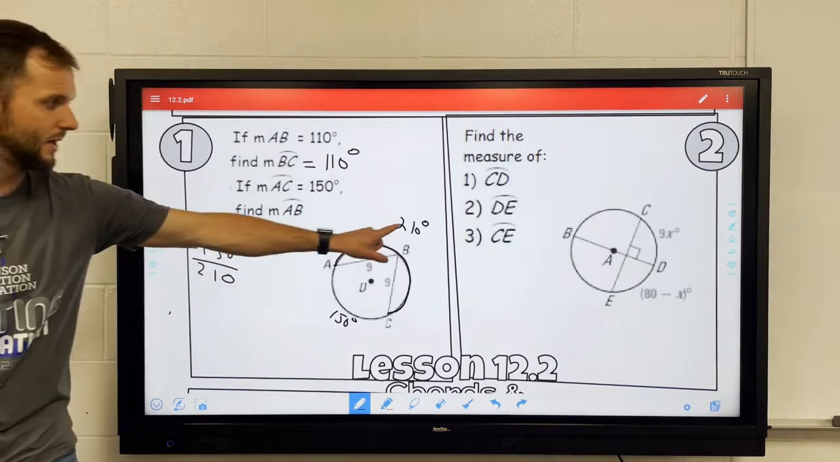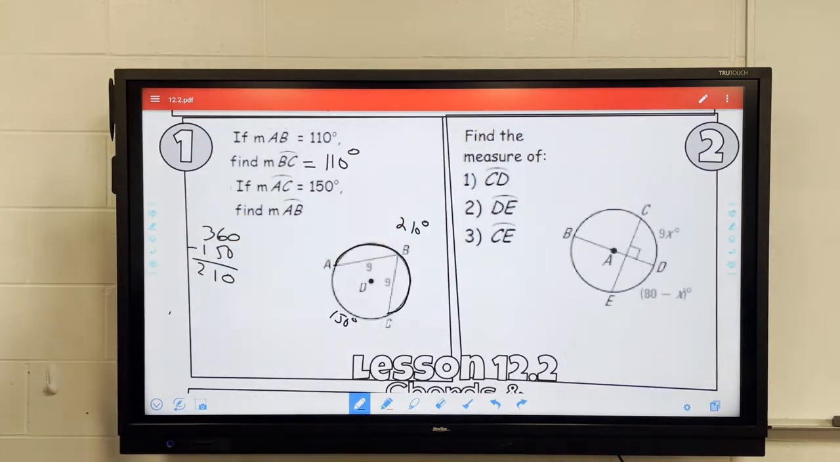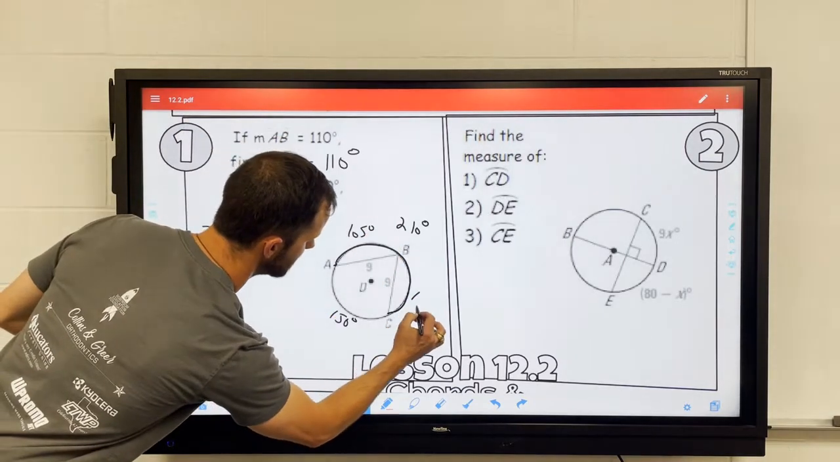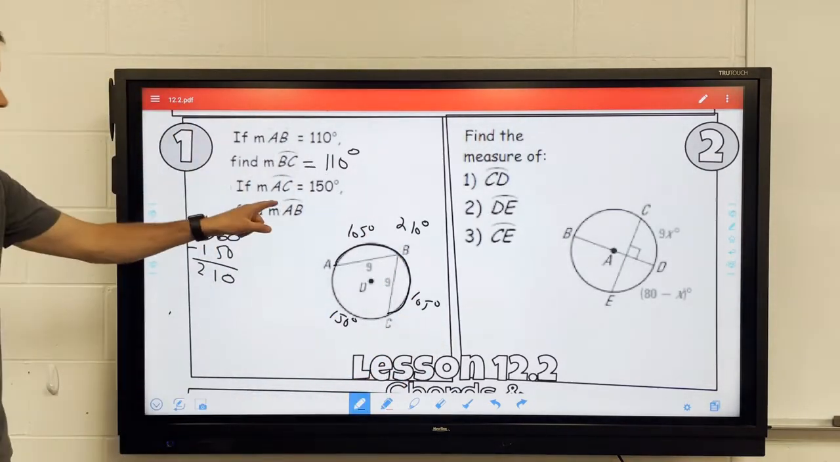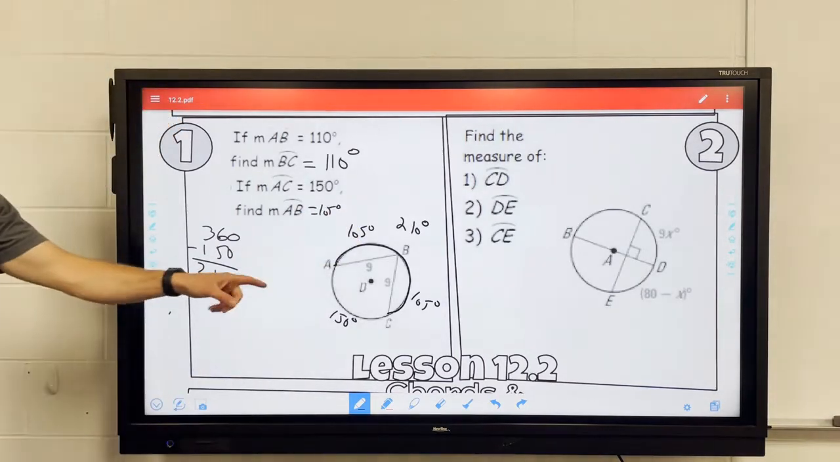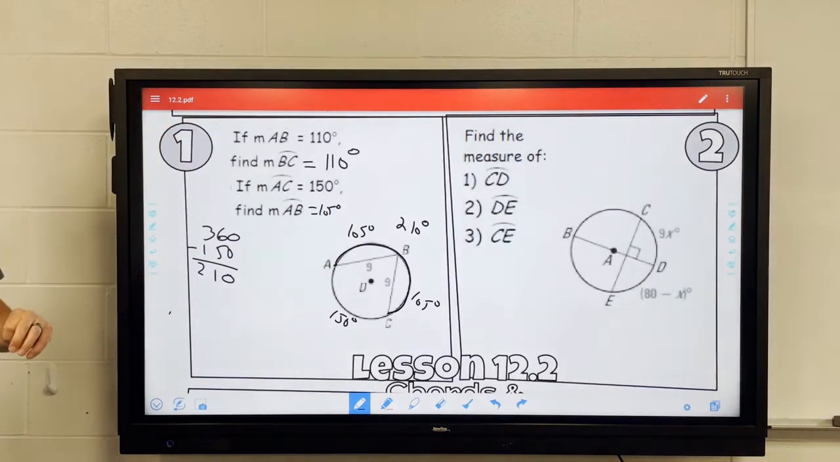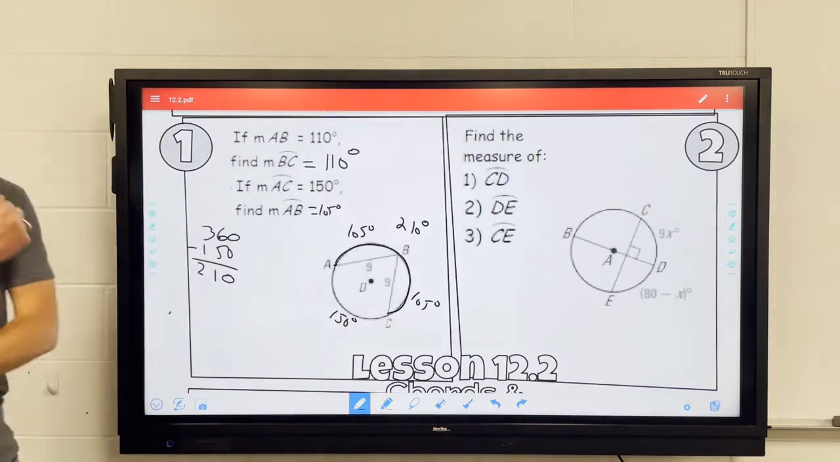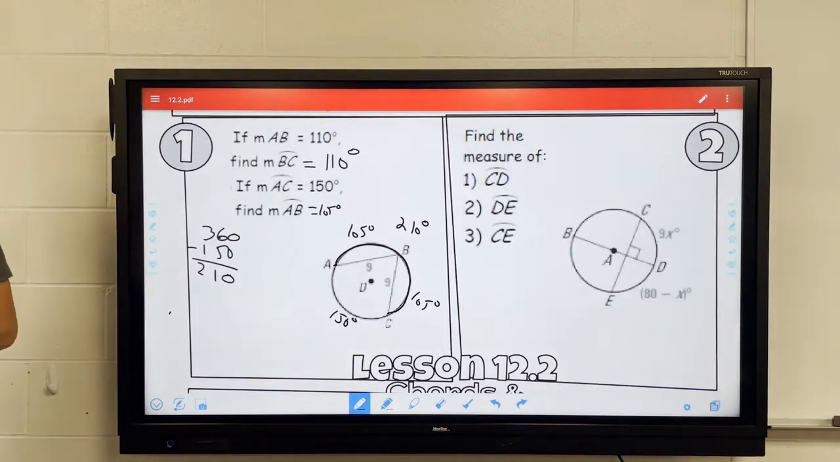So what am I going to do with 210? I'm going to cut it in half, right? So what's half of 210? 105. So AB is going to be 105 and BC is going to be 105. So we basically use the same circle to answer two different problems. Remember, if my two chords are congruent, then their intercepting arcs are also congruent. You with me?